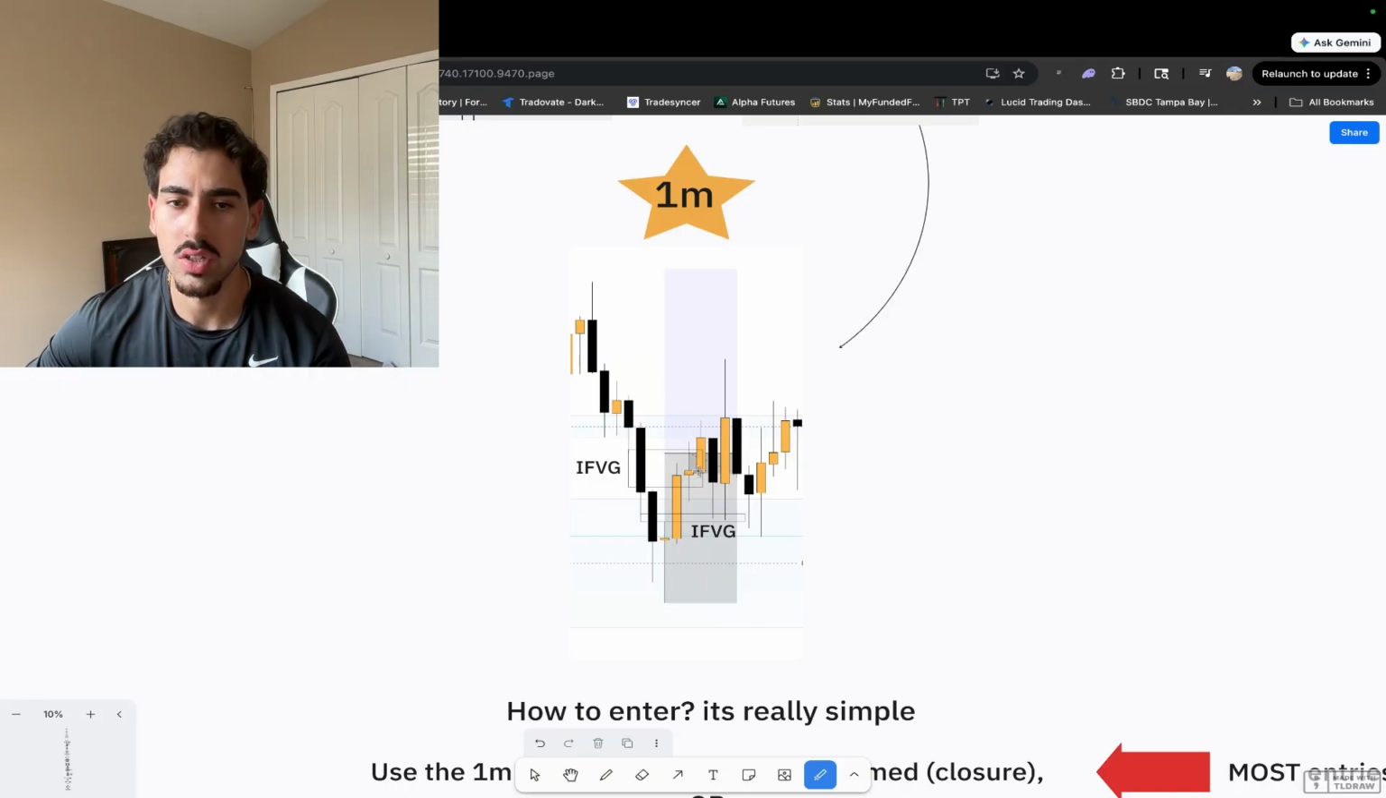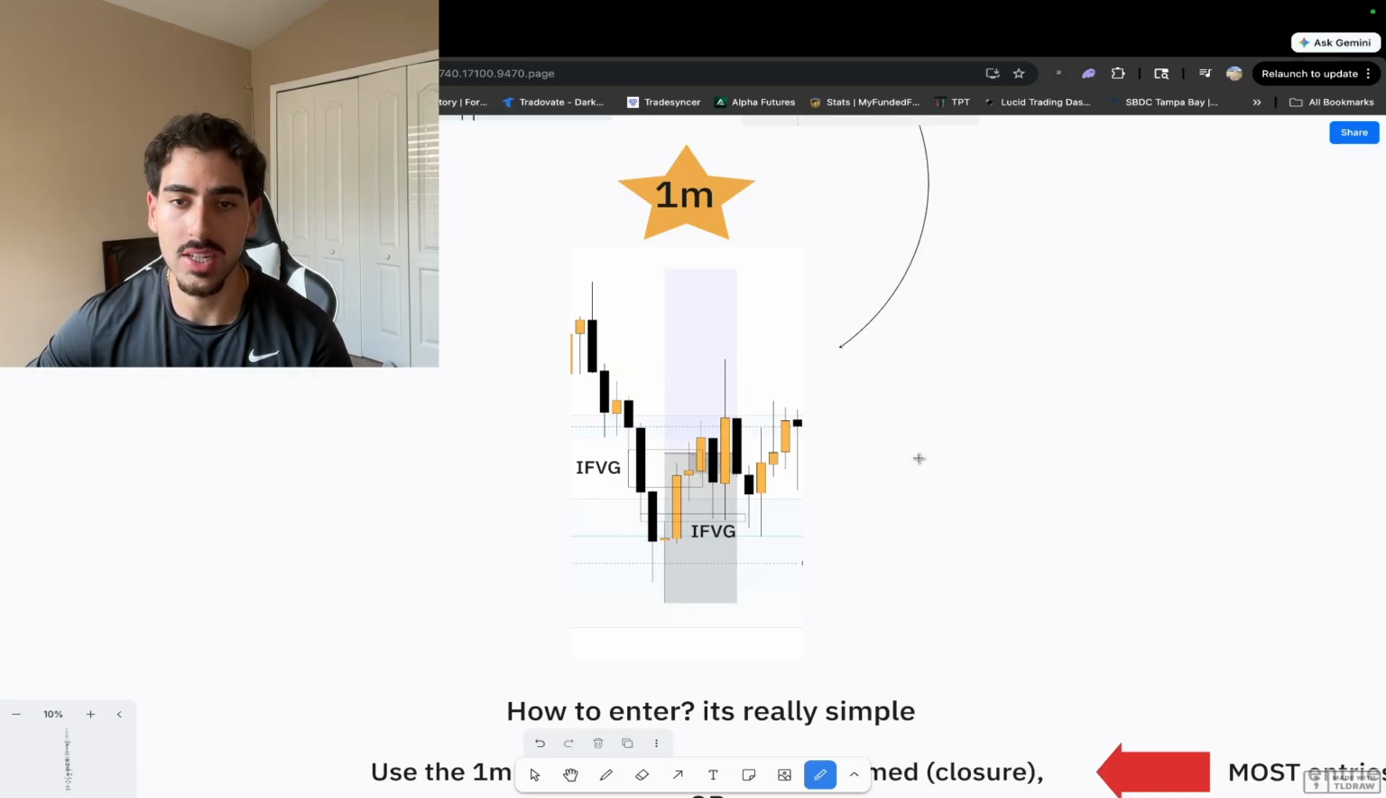And what does price do? We retrace back into this first inverse fair value gap. But not a lot of people are just going to wait for this entry to happen, right? Nobody's going to set limits right here at this inverse. People would rather just enter right at the first one or the second one, right? And this is all before a market structure shift can even be formed, correct? You can see this high doesn't get broken past until here. Even then, this candle doesn't close.